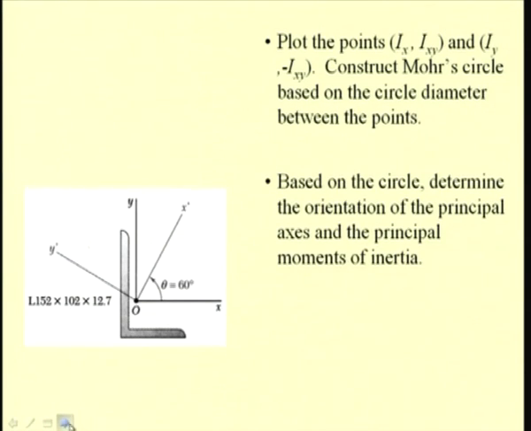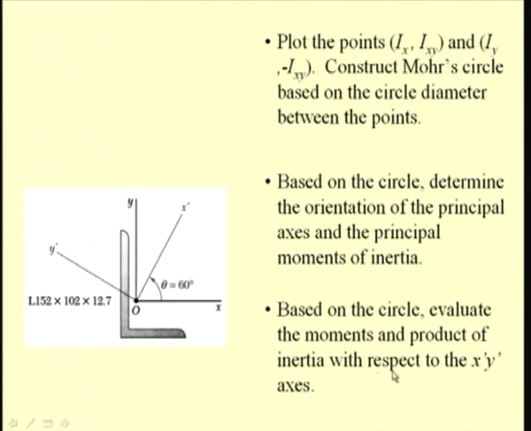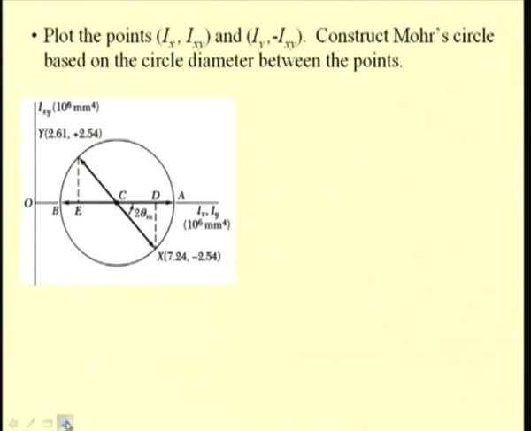And from this, let us determine this principal axis and principal moment of inertia, and then we will find the product of inertia with respect to the rotated axis. So, this is our strategy. So, first let us plot these points Ix, Ixy and Iy, minus Ixy. So, this picture shows the two points, that is Ix, which is 7.24, and Ixy corresponds to minus 2.54.